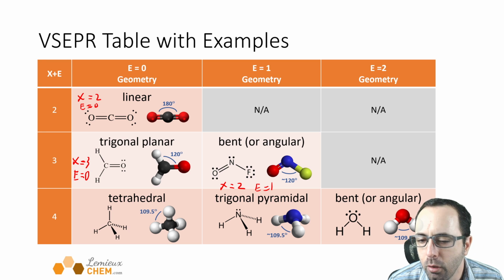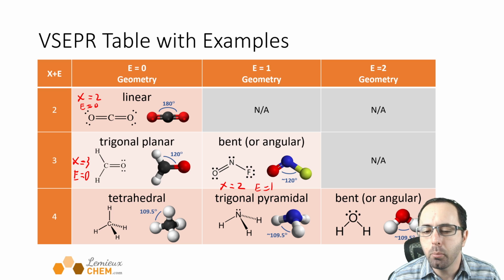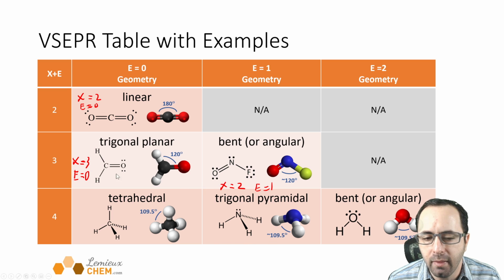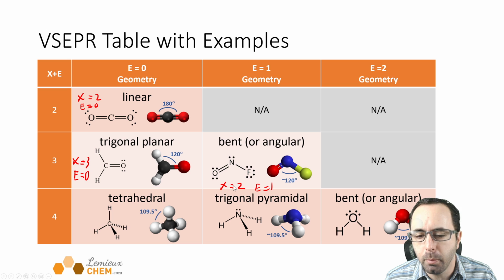When X is 2 and E is 1, you end up with this bent shape. And so it has 3 electron groups still. X plus E equals 3. Notice X plus E equals 3. 2 plus 1 is 3.